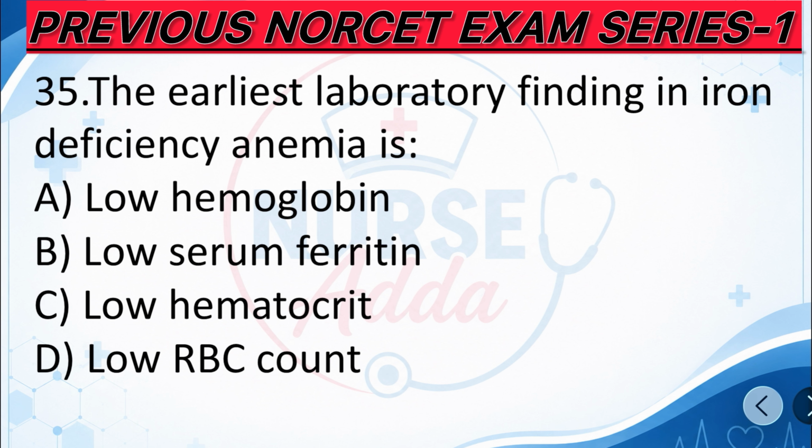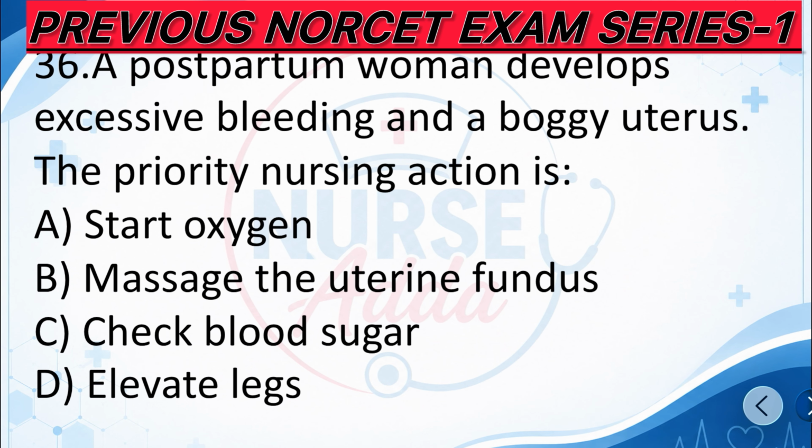The earliest laboratory finding in iron deficiency anemia is low hemoglobin, low serum ferritin, low hematocrit, or low RBC count. The right answer is option B, low serum ferritin. A postpartum woman develops excessive bleeding and a boggy uterus. The priority nursing action is start oxygen, massage the uterine fundus, check blood sugar, elevate the legs. The right answer is option B, massage the uterine fundus.